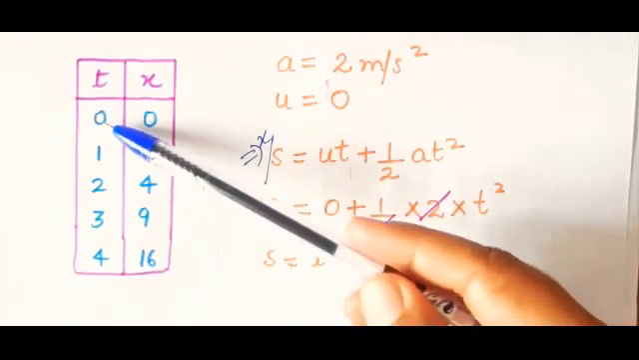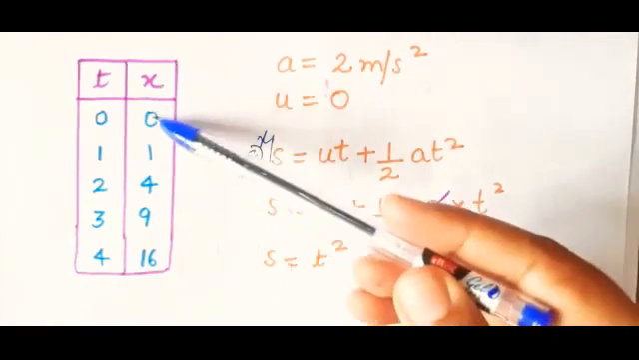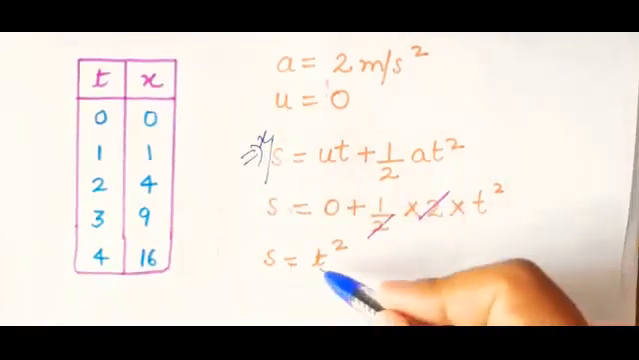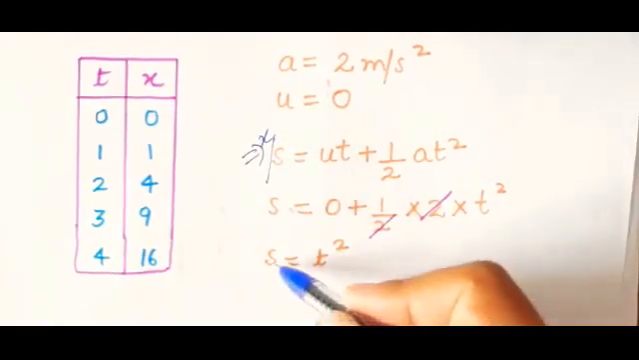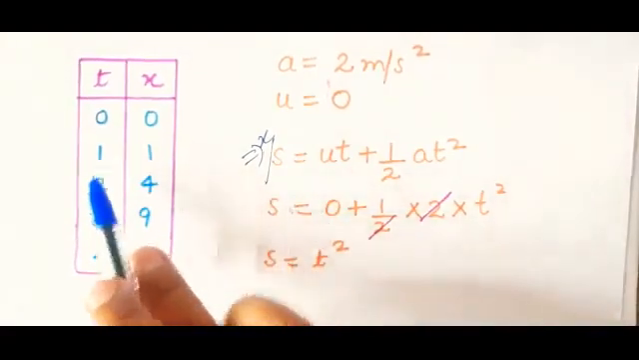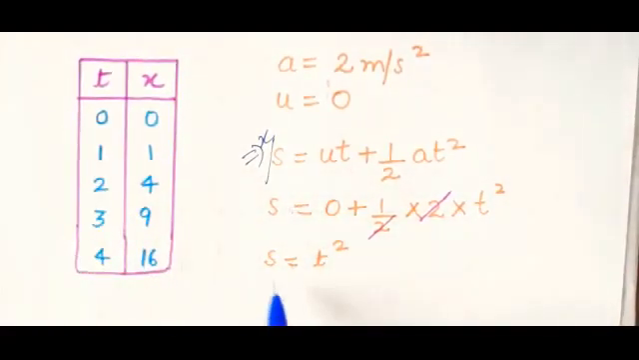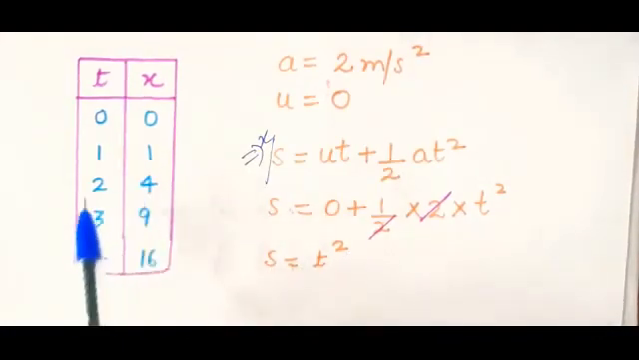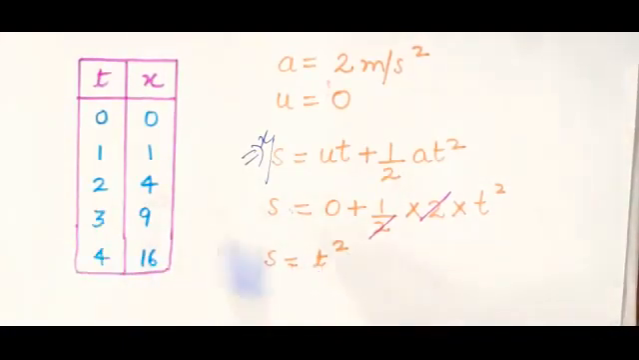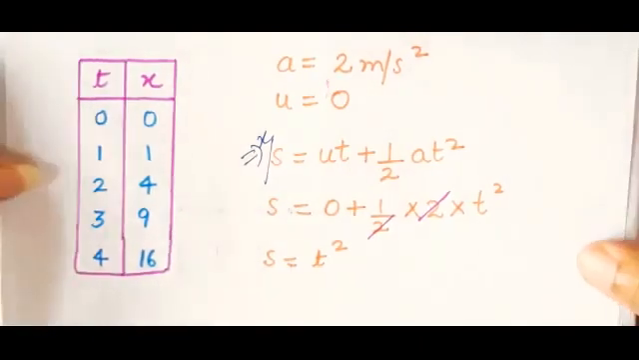Now when the time interval is 0, what is x? 0 square, that will be s, means 0. When the time interval is 1, 1 square, that will be 1. Time interval 2, 2 square is 4. Time interval 3, 3 square is 9. Time interval 4, 4 square is 16. So you know these, you can calculate this. After drawing this table, start plotting the graph.